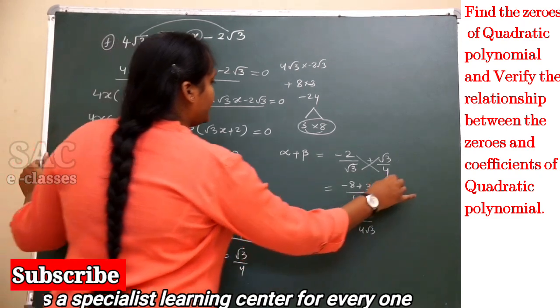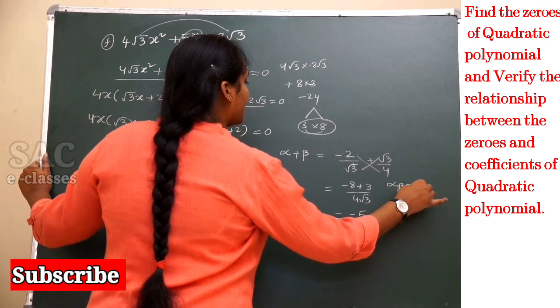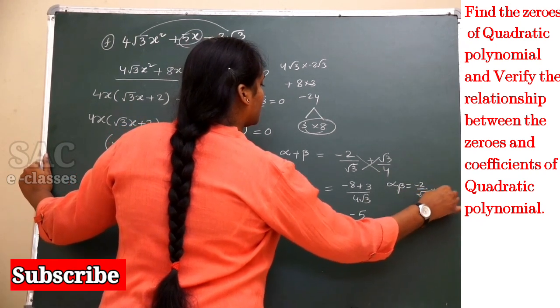Then alpha into beta is equal to minus 2 by root 3 into root 3 by 4.